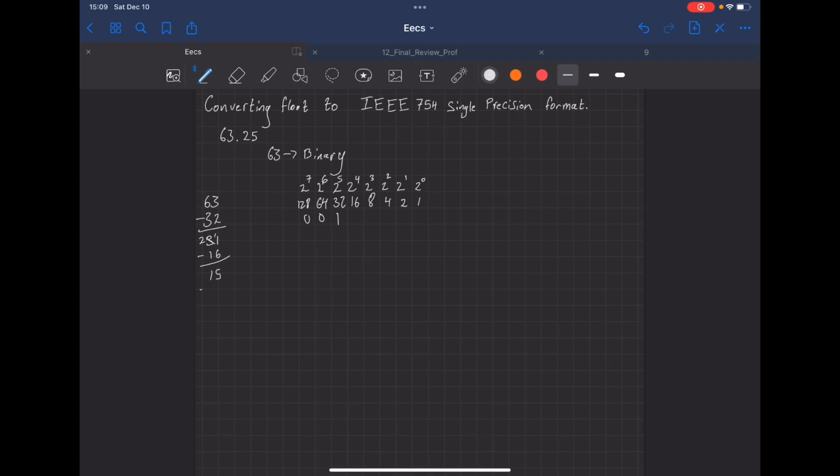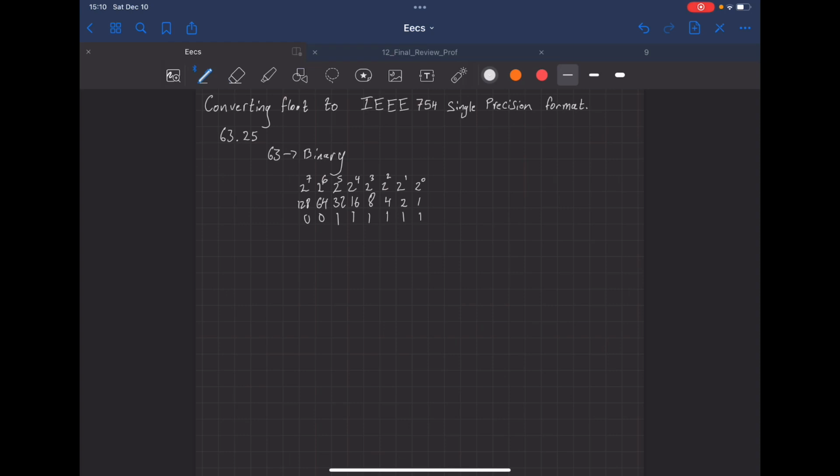Let me write that a little nicer. We write a 1 there. Then we notice 8 goes into 15, so that leaves 7, and we write a 1 there. 7 minus 4 is 3, so 4 fits and gets a 1. Then 3 minus 2 gives us 1, which gets a 1. Then 1 minus 1 gets us to 0. So that's basically how I convert to binary.